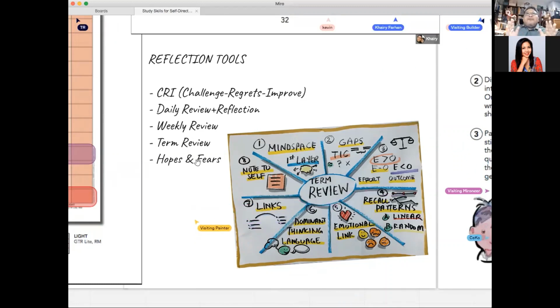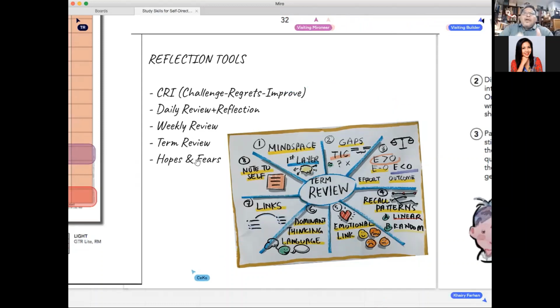And after they have done that, what we do is we try to link and make sure that the things that they want to improve in will also help them to avoid the regrets and overcome the challenges. And we have students who have lists of improvements that don't make connections with what they have faced as challenges or regrets.